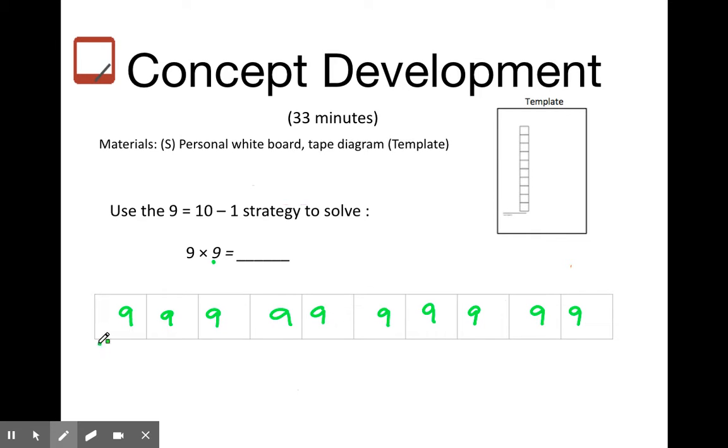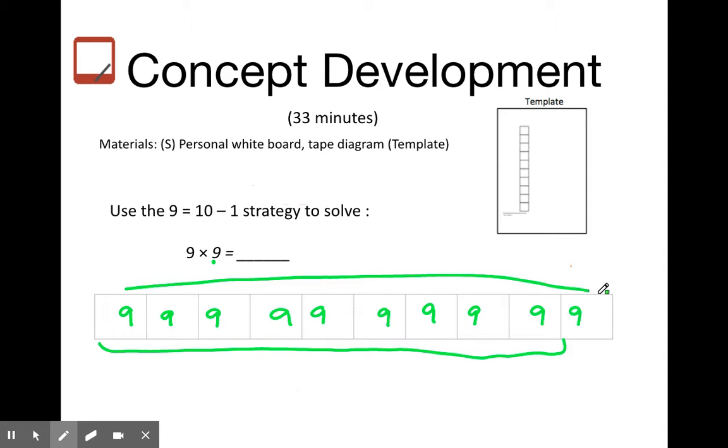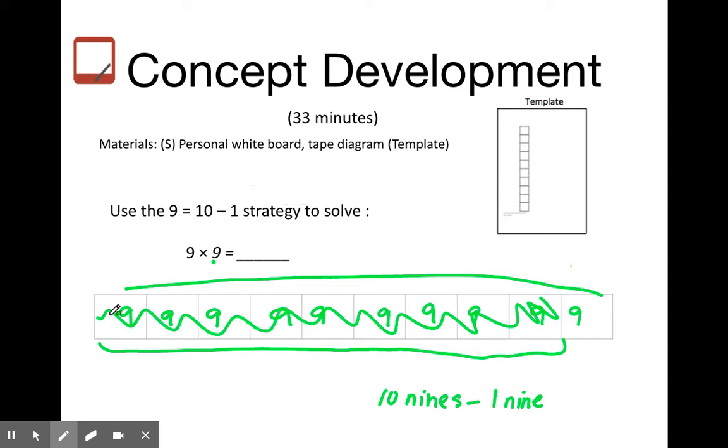If I have 9 times 9, I'm looking at 9 boxes, okay? 9 boxes, but when I look at the whole group of 10, I can say that I have 10 nines altogether. And over here, I have 1 box left over, so I'm going to take off 1 nine. And that should tell me what 9 times 9 is, okay? So let's pretend that all these are shaded.